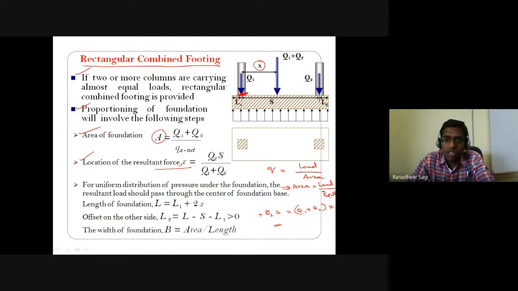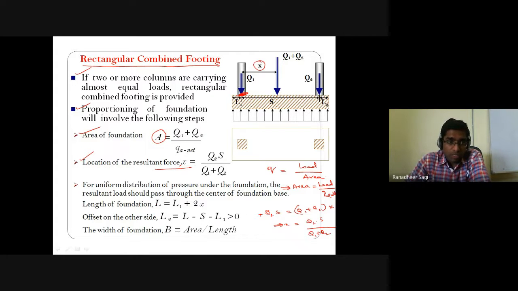So from this we say X should be equal to Q2 into S divided by Q1 plus Q2. Okay, so the resultant force at what position is it going to be from the center of column 1? That is what I know now. So X is that resultant force location.